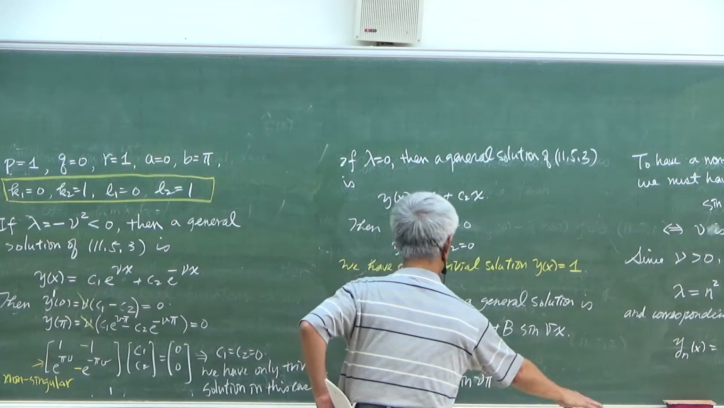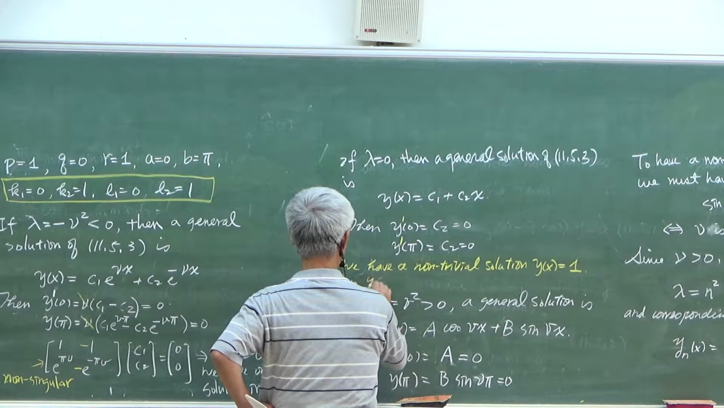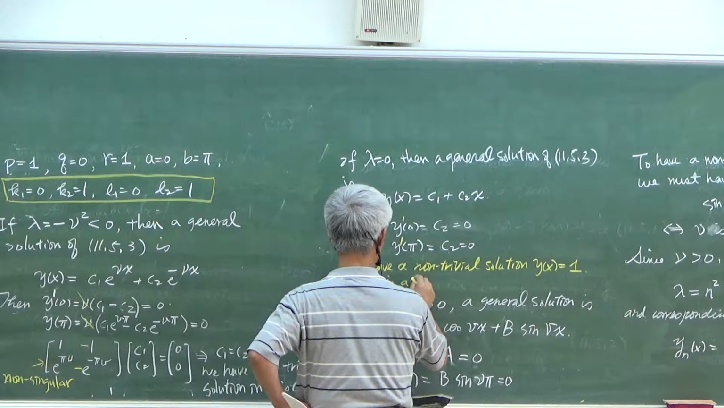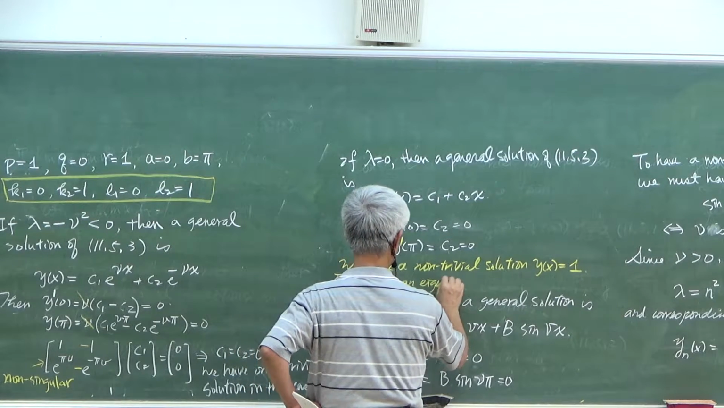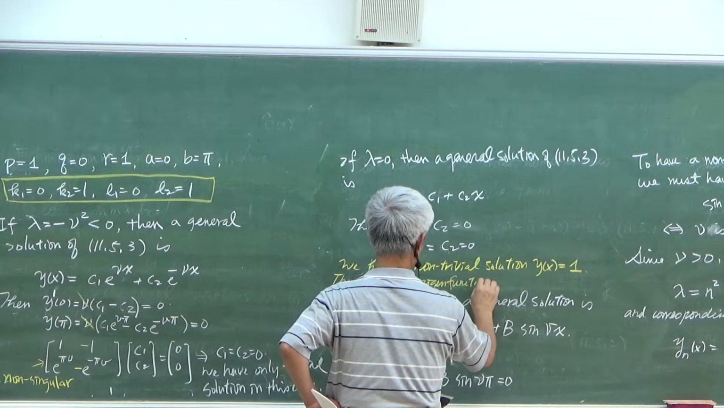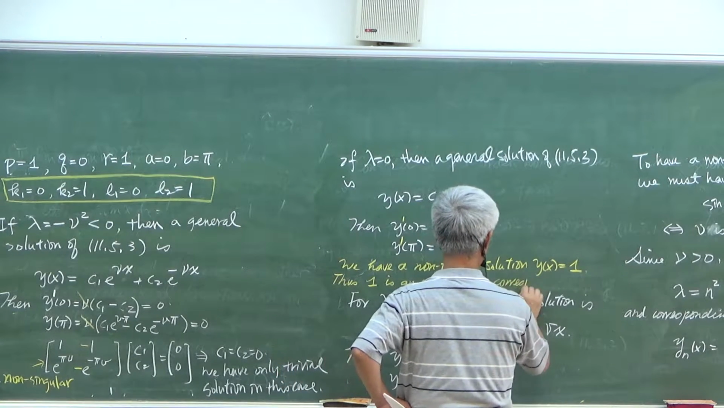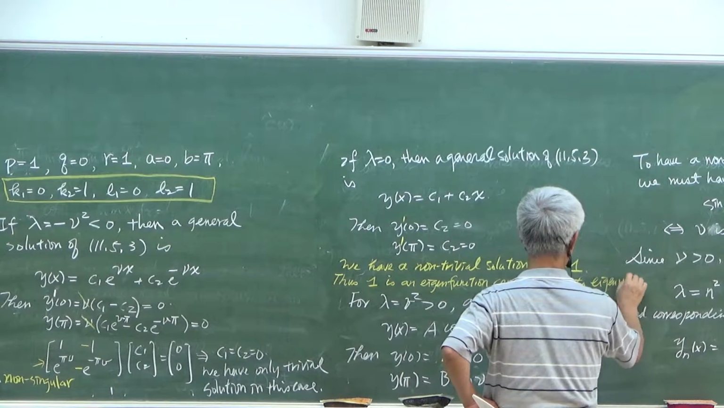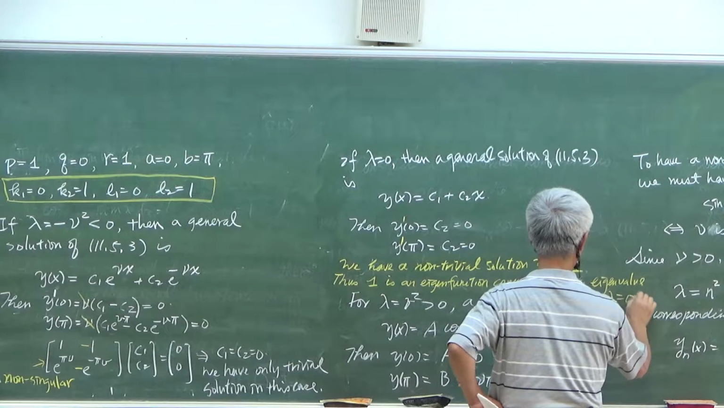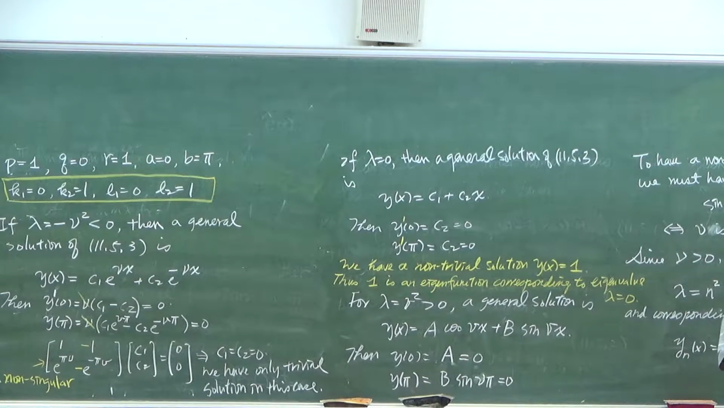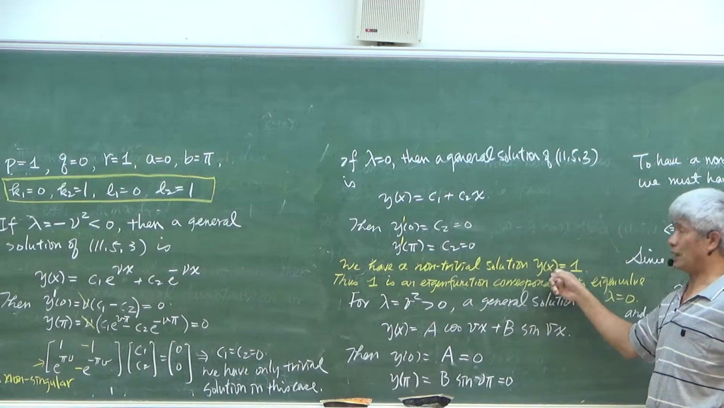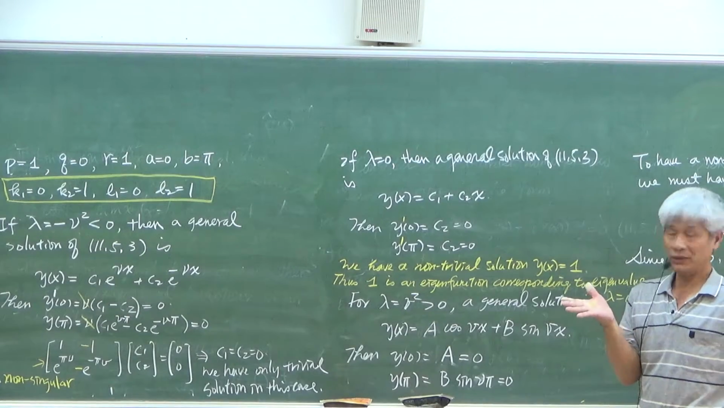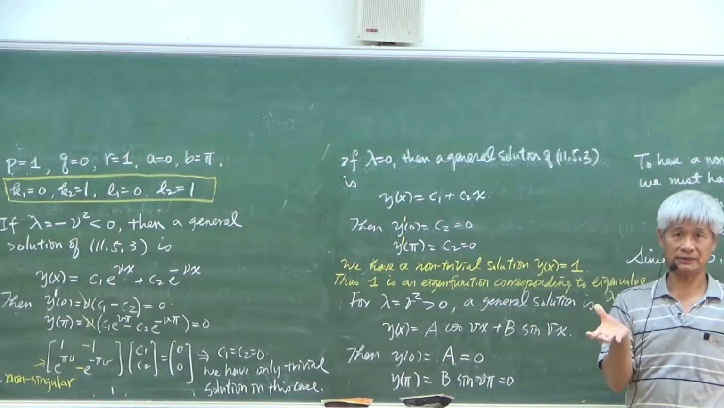That 1 is an eigenfunction corresponding to the eigenvalue lambda equal to 0. So 0 is an eigenvalue, and the corresponding eigenfunction is the constant one. We have modified it because we changed the boundary condition.